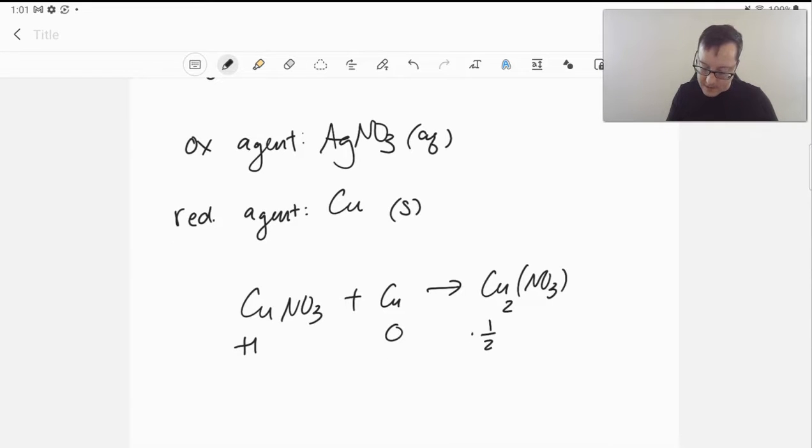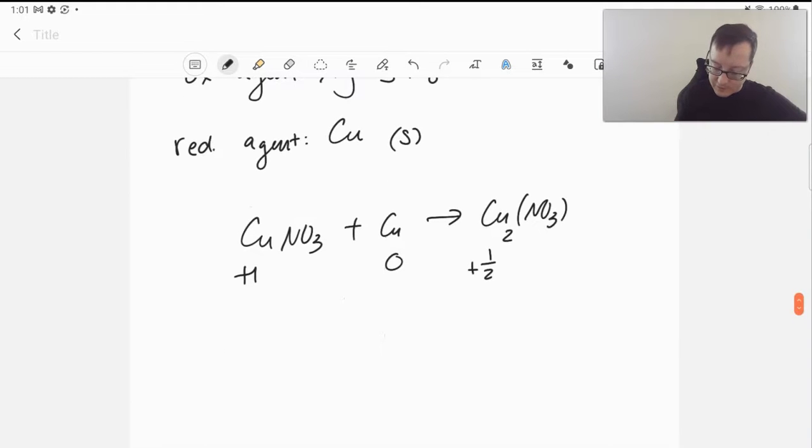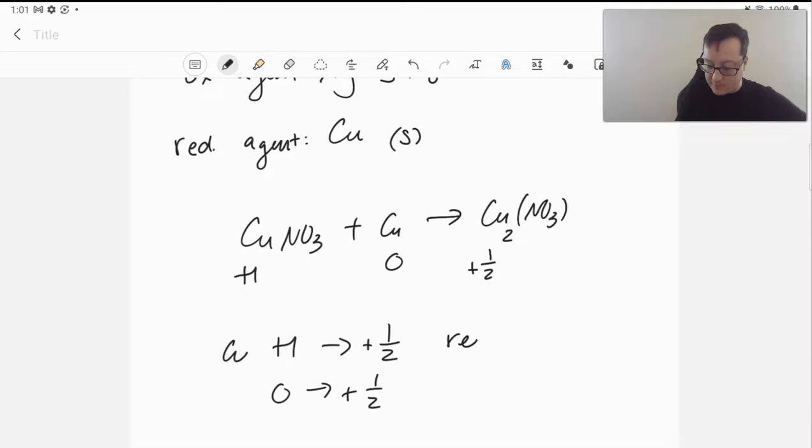We'll get positive 1/2. Remember, you can get fractions. This is totally something that's not normal. This is not a normal reaction. I'm just doing this to show y'all. If we look here, the nitrate's going to stay the same. We see copper has gone from +1 to 1/2, and it's also gone from 0 to 1/2. The +1 to 1/2 is being reduced. That number has decreased. The other one has increased, so that's oxidized.